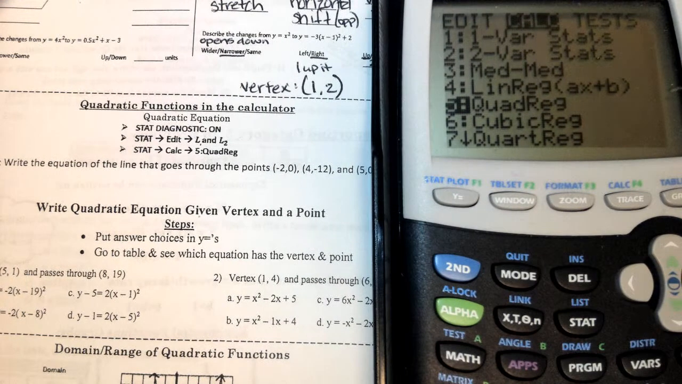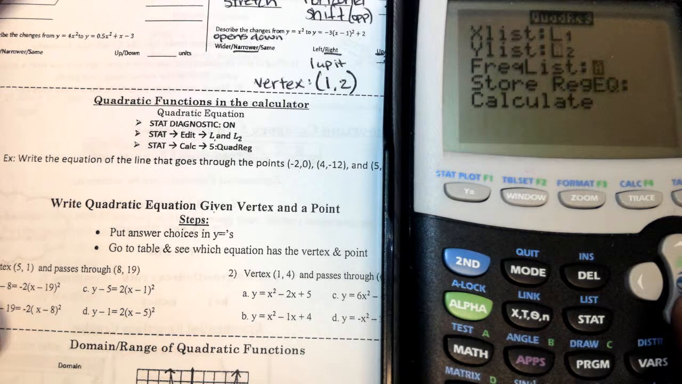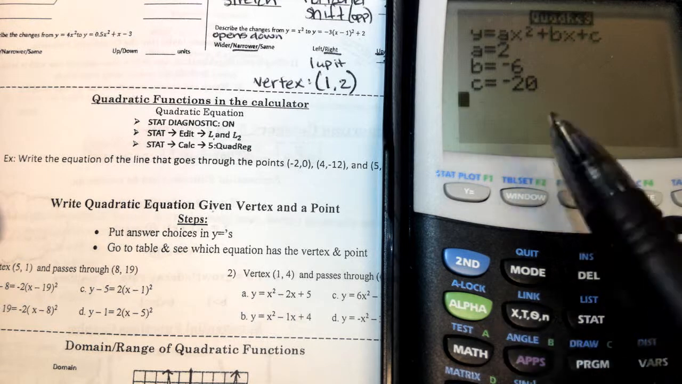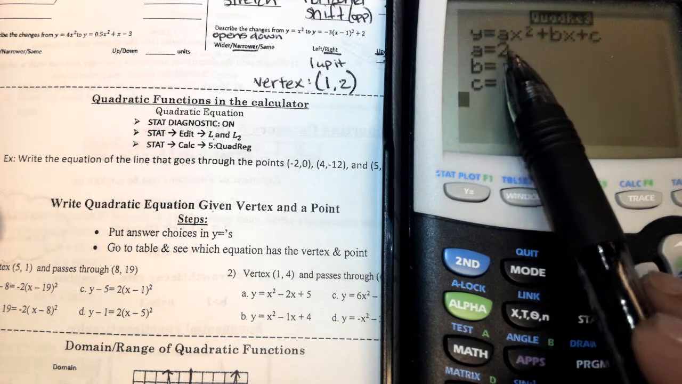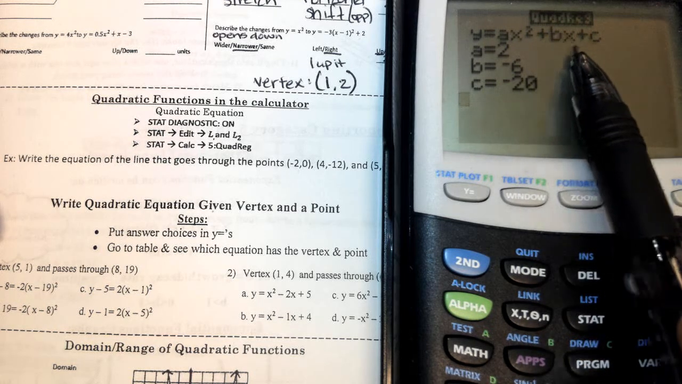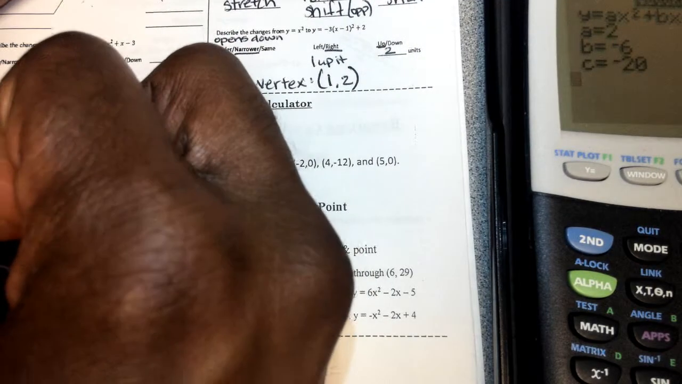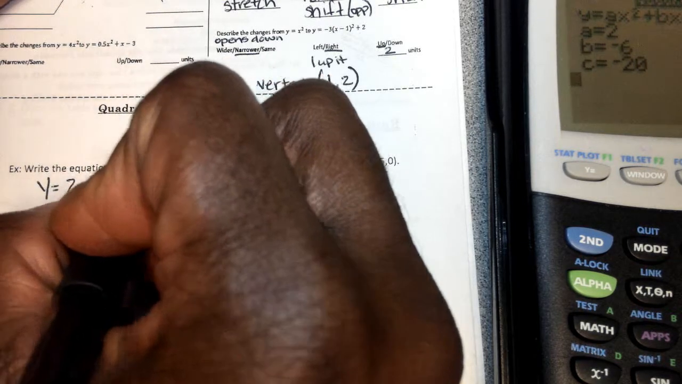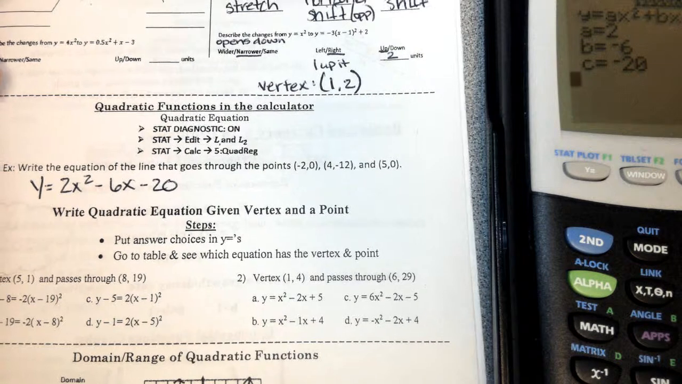Now let's say we didn't know whether it was linear or quadratic. After I calculate, if it was linear, this square term would be 0, and your equation would just be this part right here. Keep that in mind. But our equation today is y equals 2x squared minus 6x minus 20.